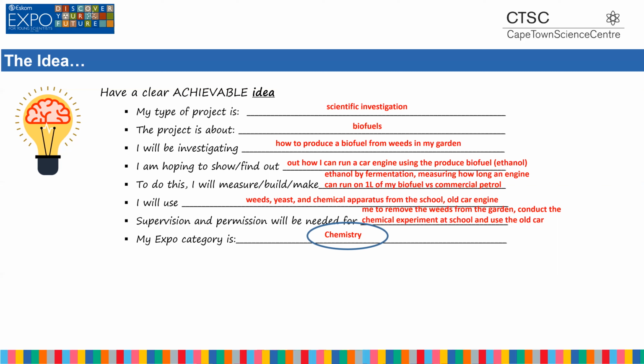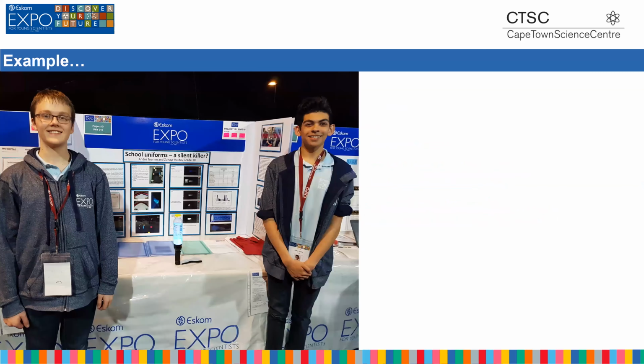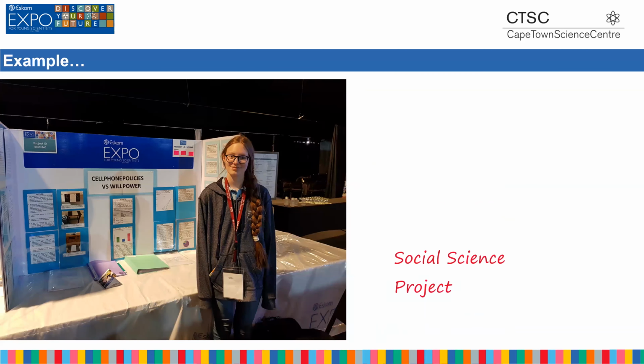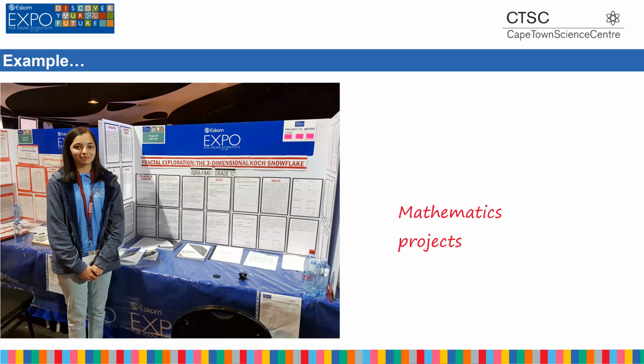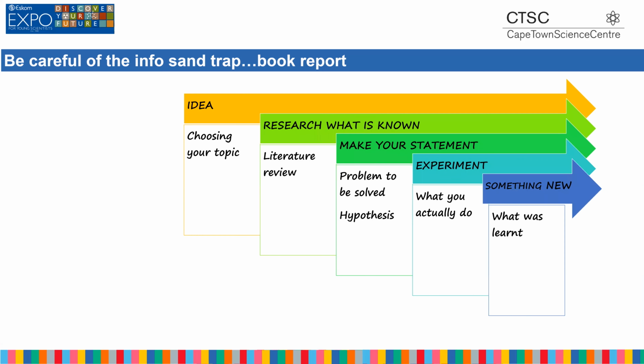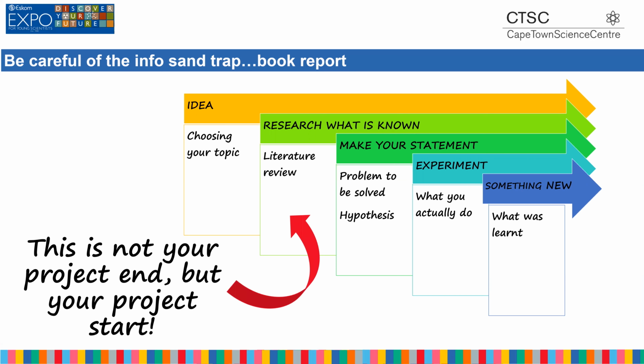ESCOM Expo for Young Scientists has about 13 different Expo categories. Some of these include scientific investigations, computer science, engineering, social science projects, and mathematical projects. There's a whole plethora of categories for a learner to choose from. Now, when approaching these ideas, after you have unpacked your idea, you need to start to do your research.